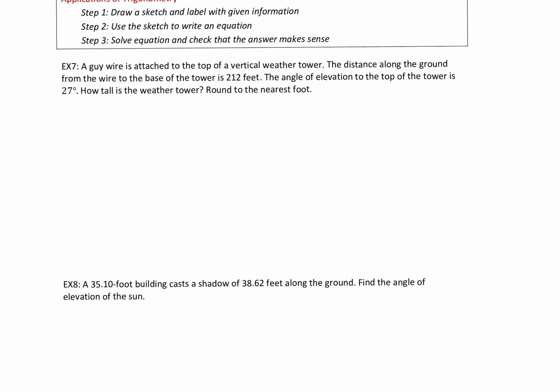And the distance along the ground from the wire to the base of the tower is 212 feet. The angle of elevation to the top of the tower is 27 degrees. How tall is the weather tower? Round to the nearest foot. So that's a lot of information.